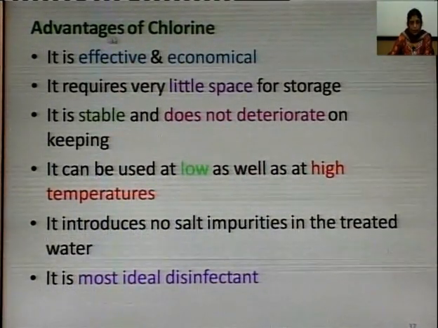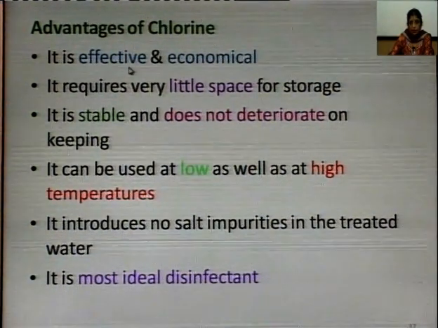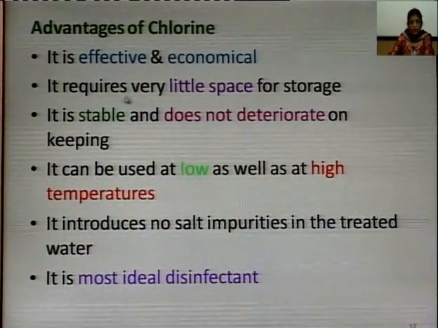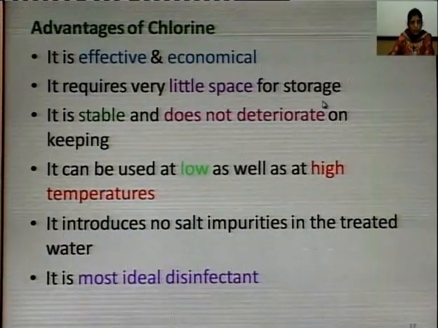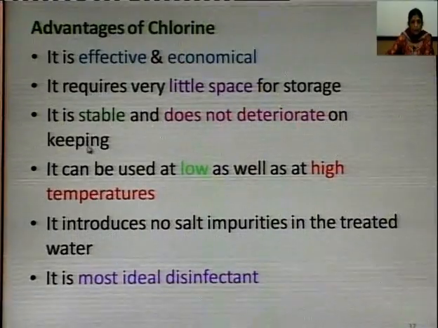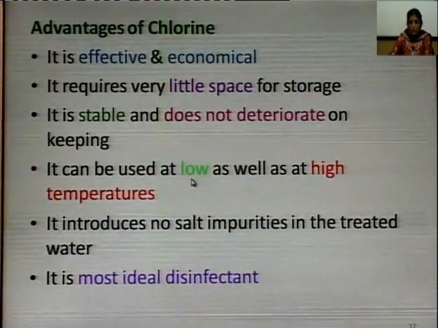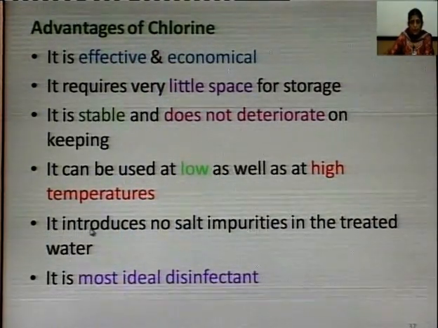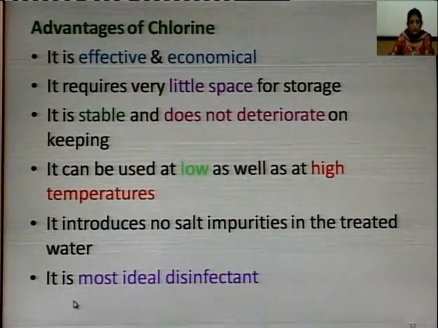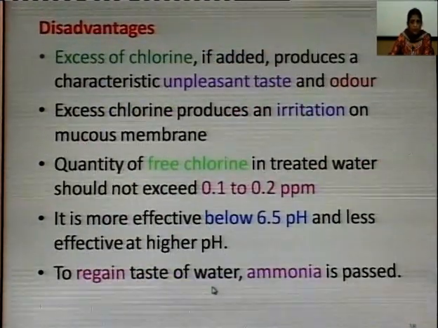So, this method of addition of chlorine has certain advantages. In this method, chlorine is effective and economical. It requires very little space for storage. Chlorine is stable and it does not deteriorate on keeping, and it can be used at both low and high temperature. It introduces no salt impurities in treated water, hence we can say it is the most ideal disinfectant.